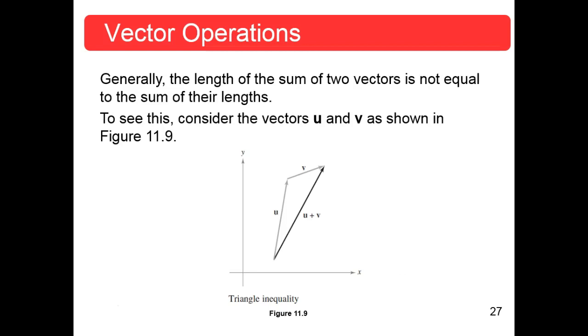Generally, the length of the sum of two vectors is not equal to the sum of their lengths. If this is vector U and you're adding vector V, the magnitude of the sum of the two vectors is not the sum of the magnitudes of the two vectors in general. It may be in very special circumstances. In what circumstance would the sum of the magnitudes be the magnitude of the sum?